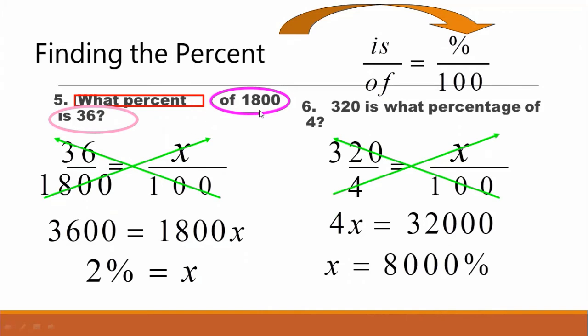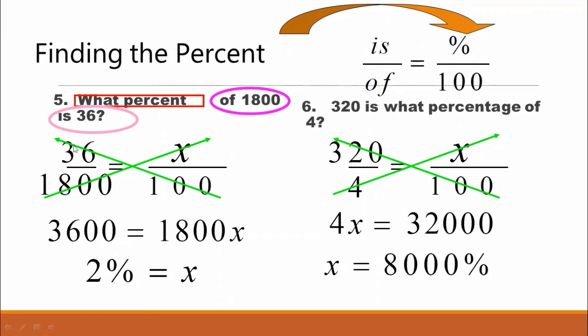What percent of 1800 is 36? Of means whole, is means part. So in this formula, is is 36, whole is 1800, and percent is unknown. So x represents the unknown percent.